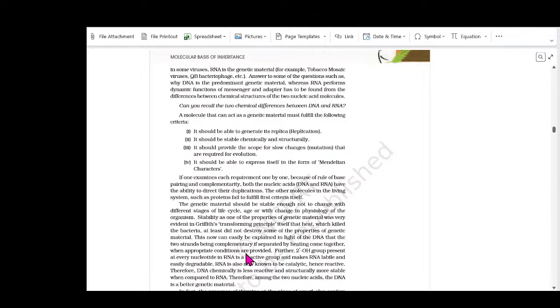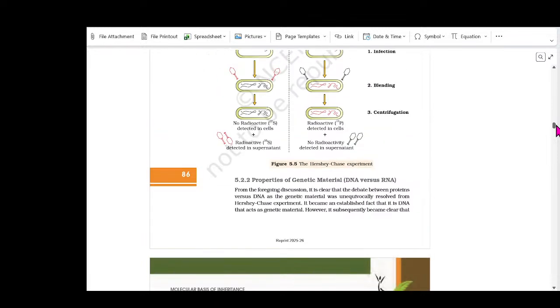Further, the 2' OH group present at every nucleotide in RNA is a very reactive group and makes RNA labile and easily degradable. RNA is also known as catalytic, hence reactive. Therefore, DNA chemically is less reactive and structurally more stable when compared to RNA. Therefore, among the two nucleic acids, the DNA is a better genetic material.